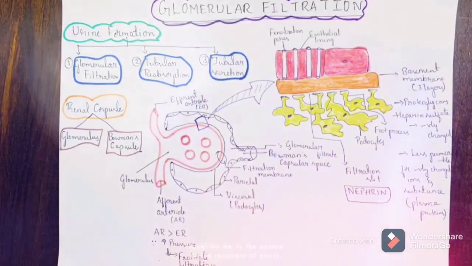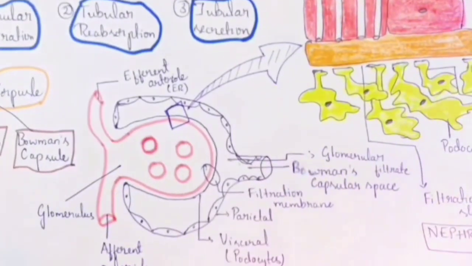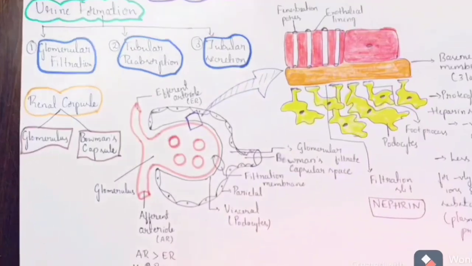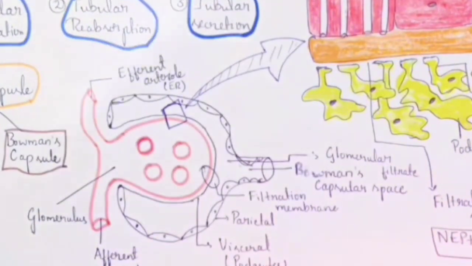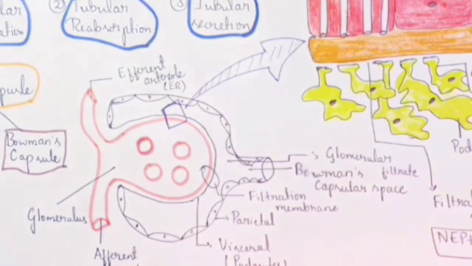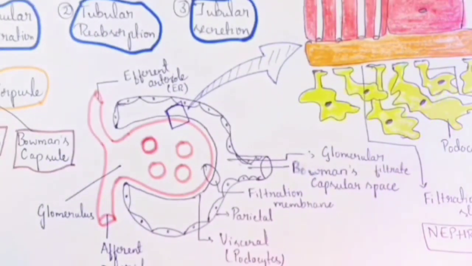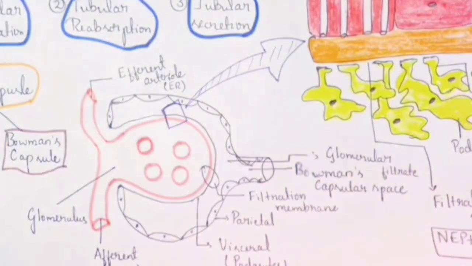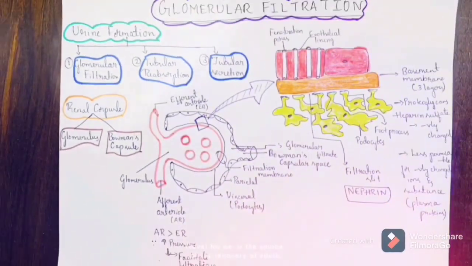Bowman's capsule has two layers: one is parietal and the next is visceral. The visceral layer has a special type of cells called podocytes. The glomerulus and the visceral layer of the Bowman's capsule form a filtration membrane, and the space between the two layers of the Bowman's capsule is the Bowman's capsular space. The filtrate entering the Bowman's capsular space is called glomerular filtrate.